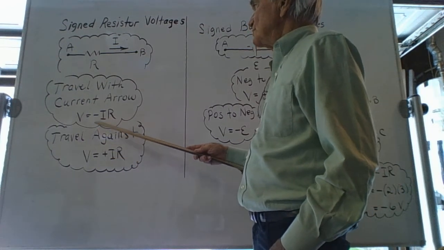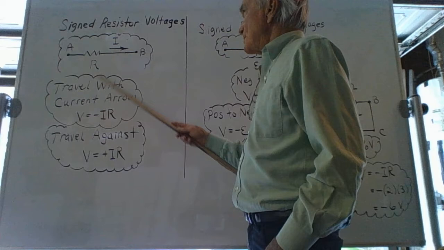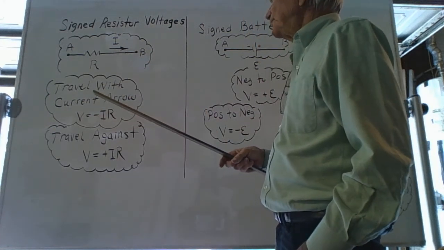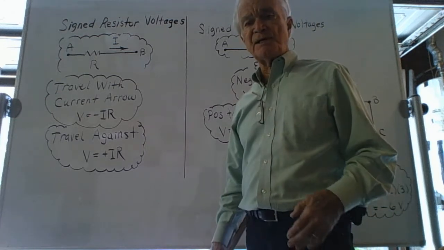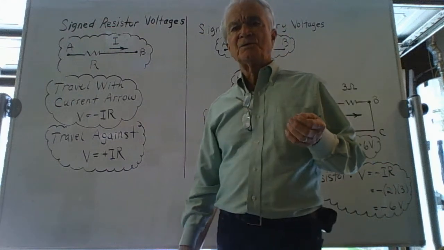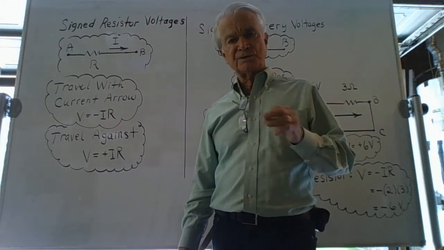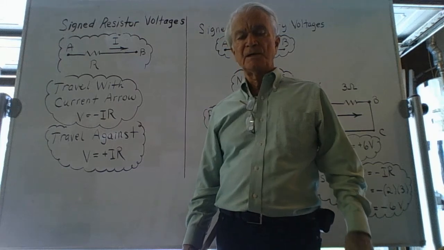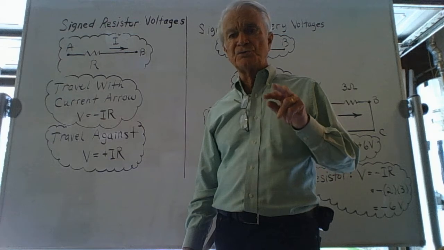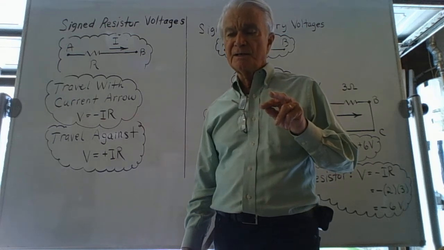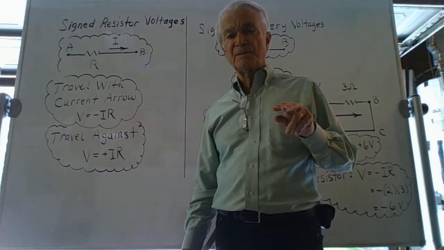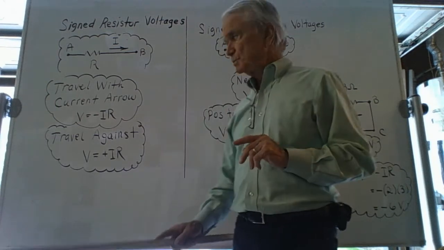Notice that we're using a symbol V to represent the signed resistor voltages. Try not to confuse the symbol V that we use to represent a signed resistor voltage with the abbreviation of the word volt. They're different things. The second of the two kinds of signed voltages you need to understand in order to work problems involving complex circuits is signed battery voltage.